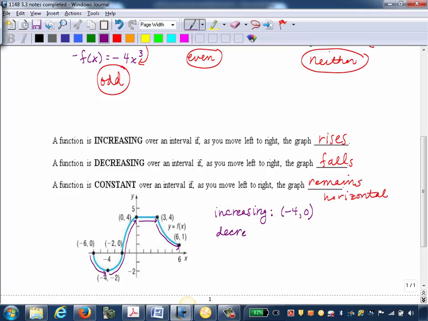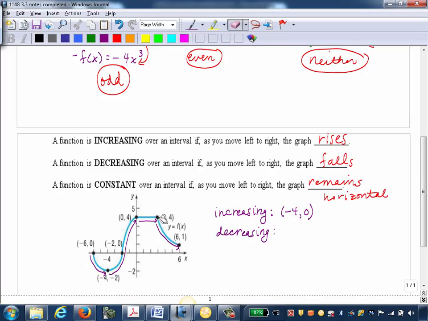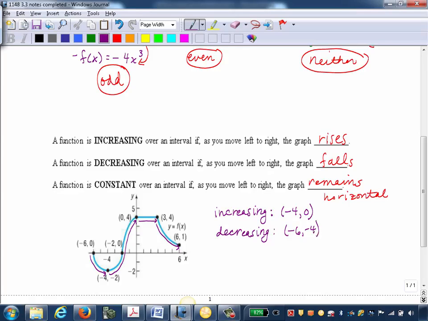Now let's describe intervals on which the graph is decreasing. So if I start here, this arrow is pointing down, so the graph decreases from -6 until -4, and then also from 3 to 6. So I have the interval -6 to -4 and the interval 3 to 6.